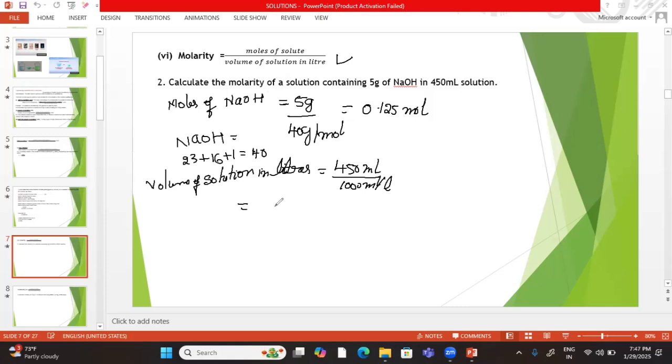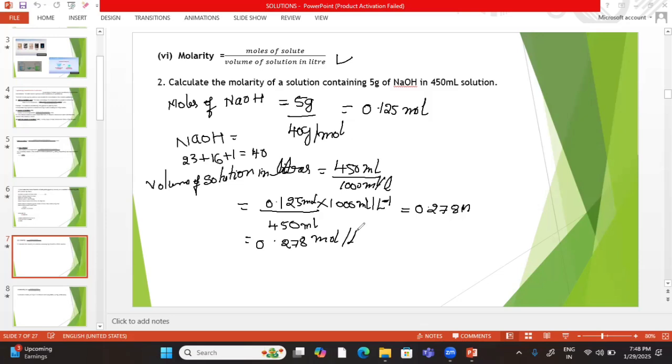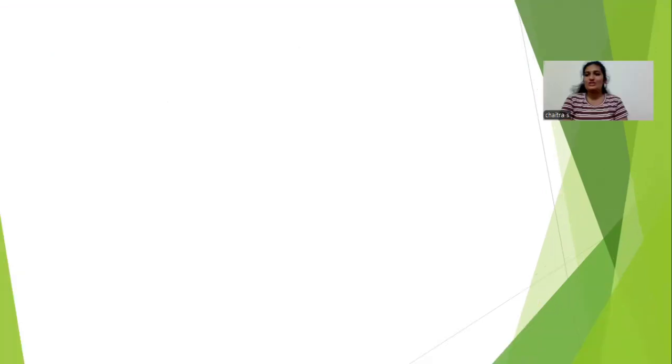So finally, the moles of the solute, 0.125, divided by the volume of the solution in liter, 450 ml divided by 1000 ml per liter. Here the denominator goes to the numerator. It equals 0.278 M. M means molarity. We can write this as 0.278 mole per liter. Mole per liter equals M, molarity. Next concept is solubility.